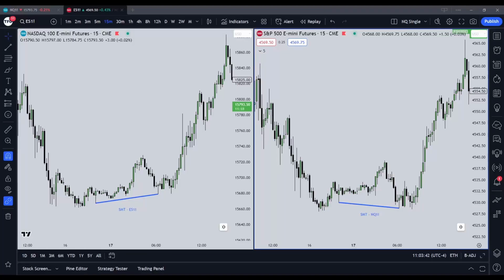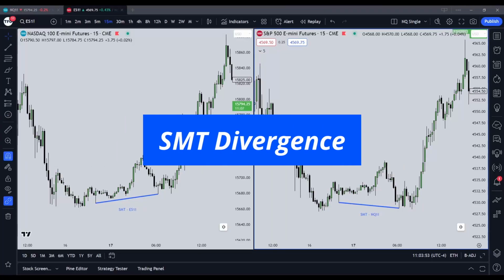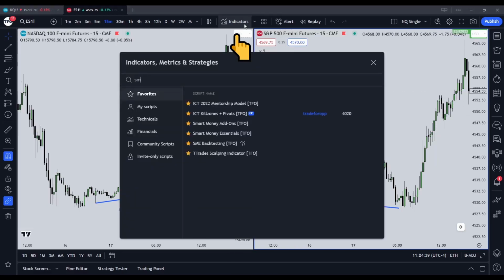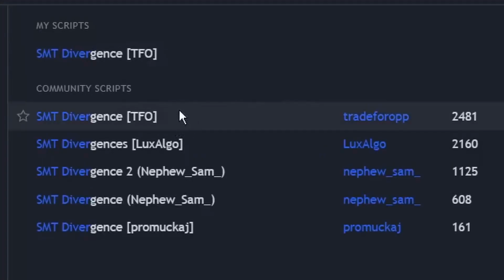Hey everyone, today I want to talk about SMT Divergence, what it is, how it can be applied, and a couple of indicators that I made to help spot it automatically. In case you want to follow along, you can go to Indicators and type in SMT Divergence, and you can see this one right here. That's what I'm using on my charts in this video.